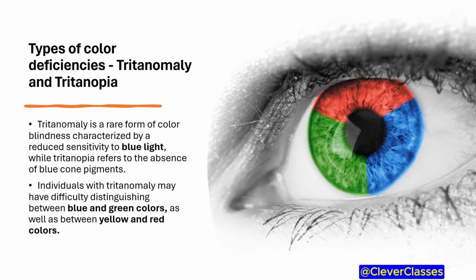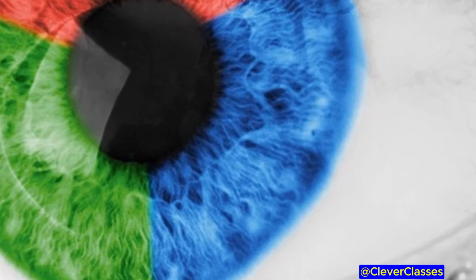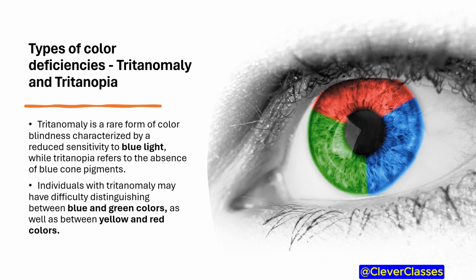Tritanomaly is a rare form of color blindness characterized by a reduced sensitivity to blue light, while tritanopia refers to the absence of blue cone pigments. Individuals with tritanomaly may have difficulty distinguishing between blue and green colors, as well as yellow and red.